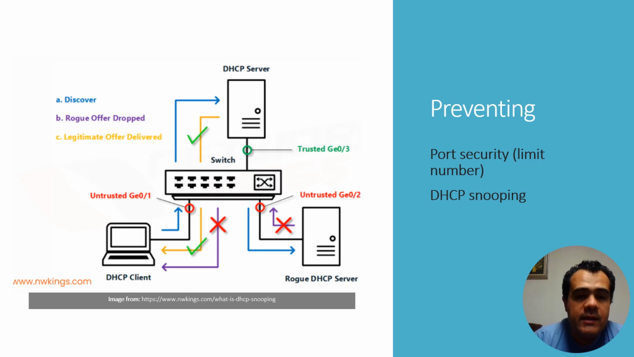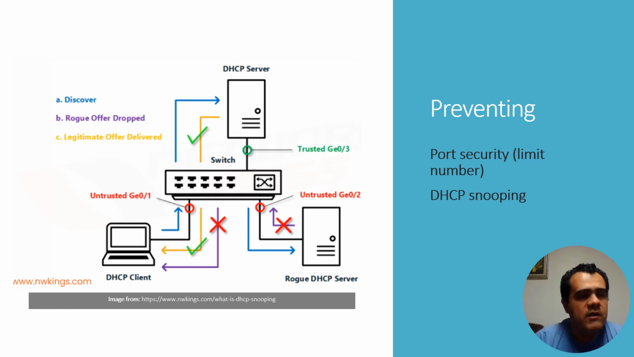Also, we can limit the number of IPs that can be assigned for each port. For example, if we configure a Wi-Fi access point to only assign 20 IPs, even if the attacker tries to request 100 IPs, he will only be able to get 20. So we can prevent the starvation of the IPs.